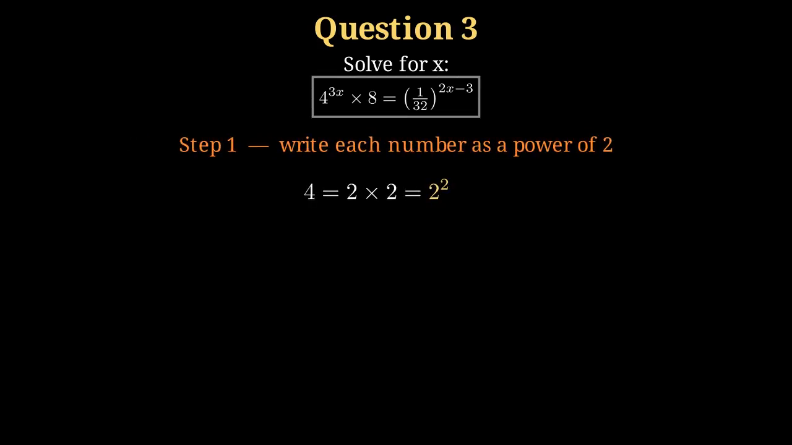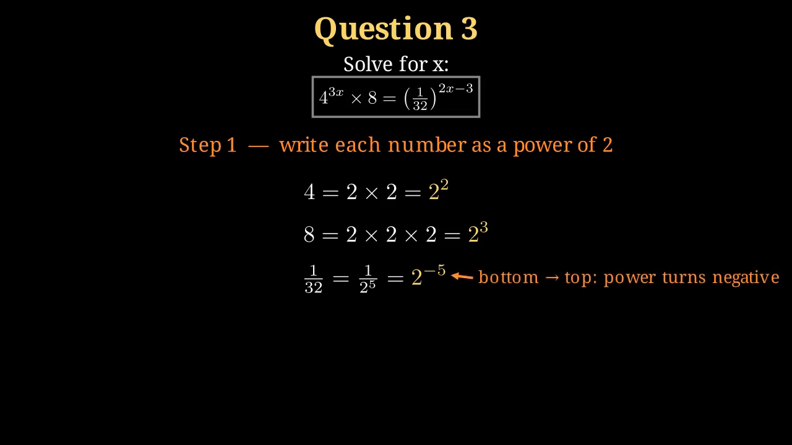4 is 2 times 2, which is 2 squared. 8 is 2 times 2 times 2, which is 2 cubed. And 32 is 2 to the power 5. So 1 over 32 is 1 over 2 to the 5. A number on the bottom can move to the top if we make its power negative. So this is 2 to the power negative 5.